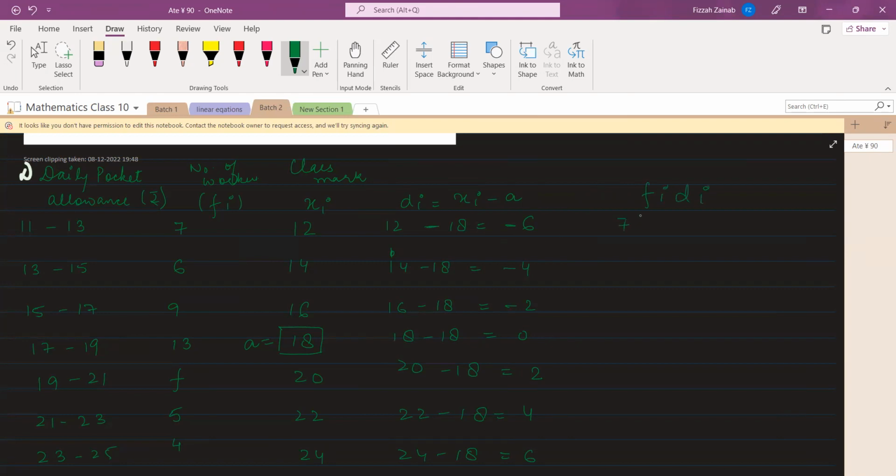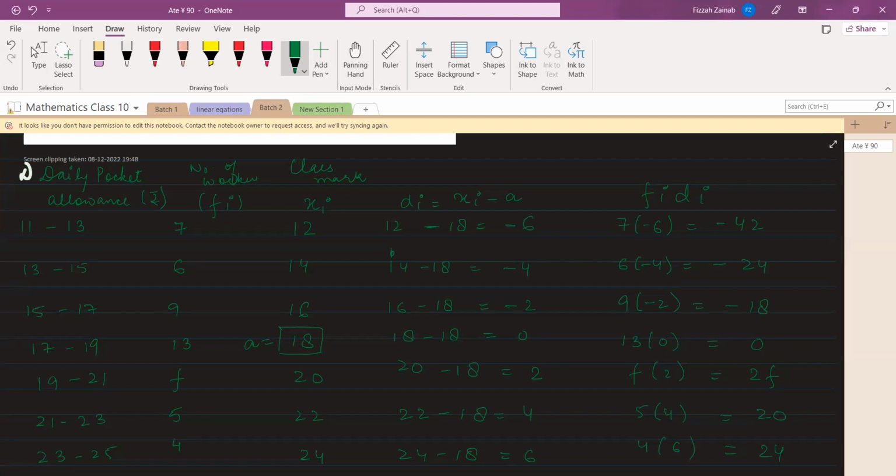Now just fi into di you have to do. So that means 7 into minus of 6. So 7 into 6 is 42. Then it is here 6 into minus of 4. So minus of 24. Then you have 9 into minus of 2, which is minus of 18. 13 into 0, which is 0. Now f into 2, so that is 2f. And 5 into how much? 4. 5 into 4 is 20. 4 into 6 is 24, right? Yes, ma'am.